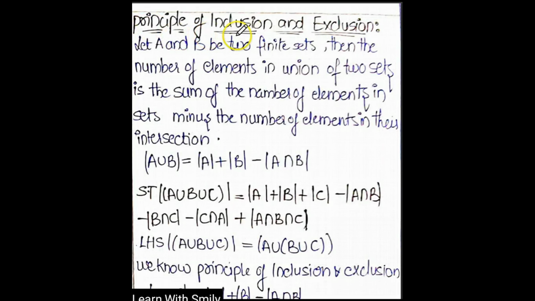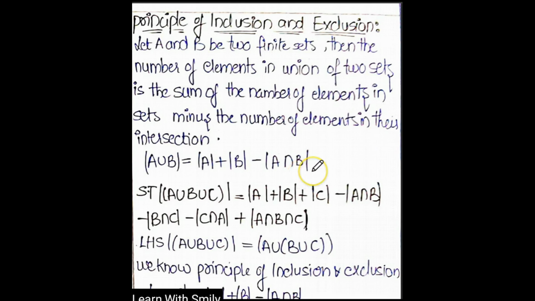Coming to the last topic, the principle of inclusion and exclusion. Suppose we are taking two sets A and B, then the number of elements in the union of the two sets is the sum of the numbers of elements minus the number of elements in their intersection. So this is the formula.